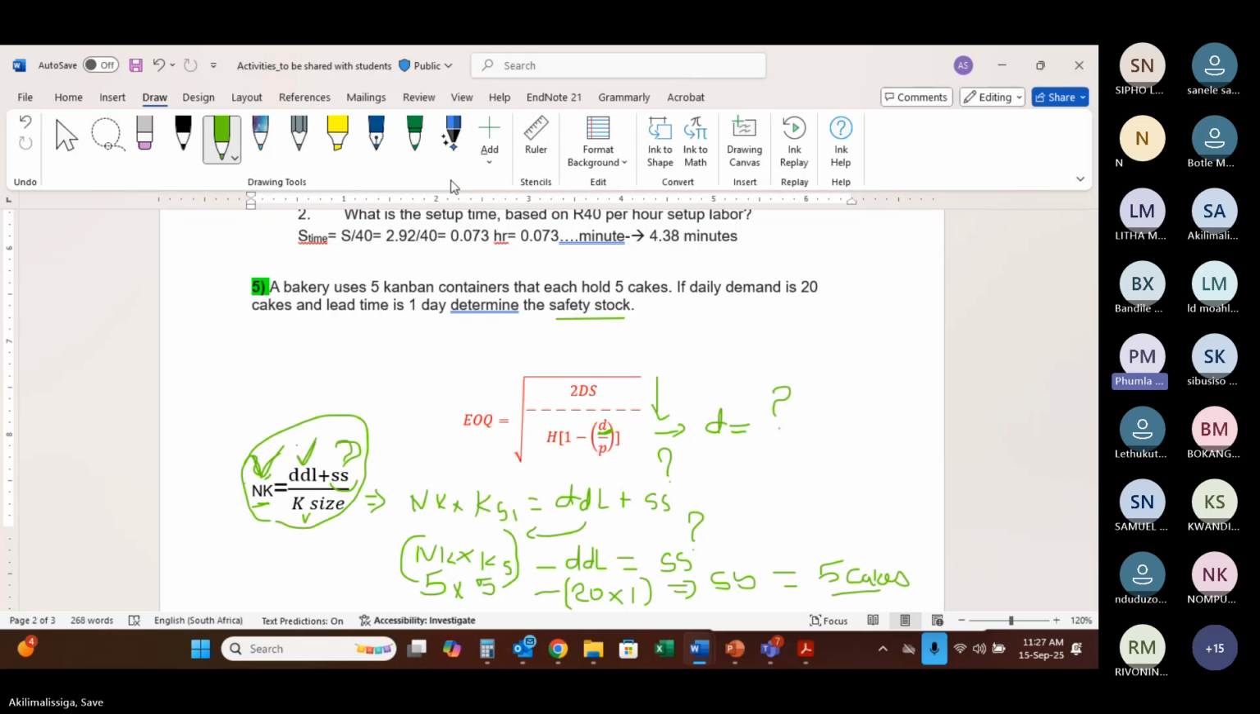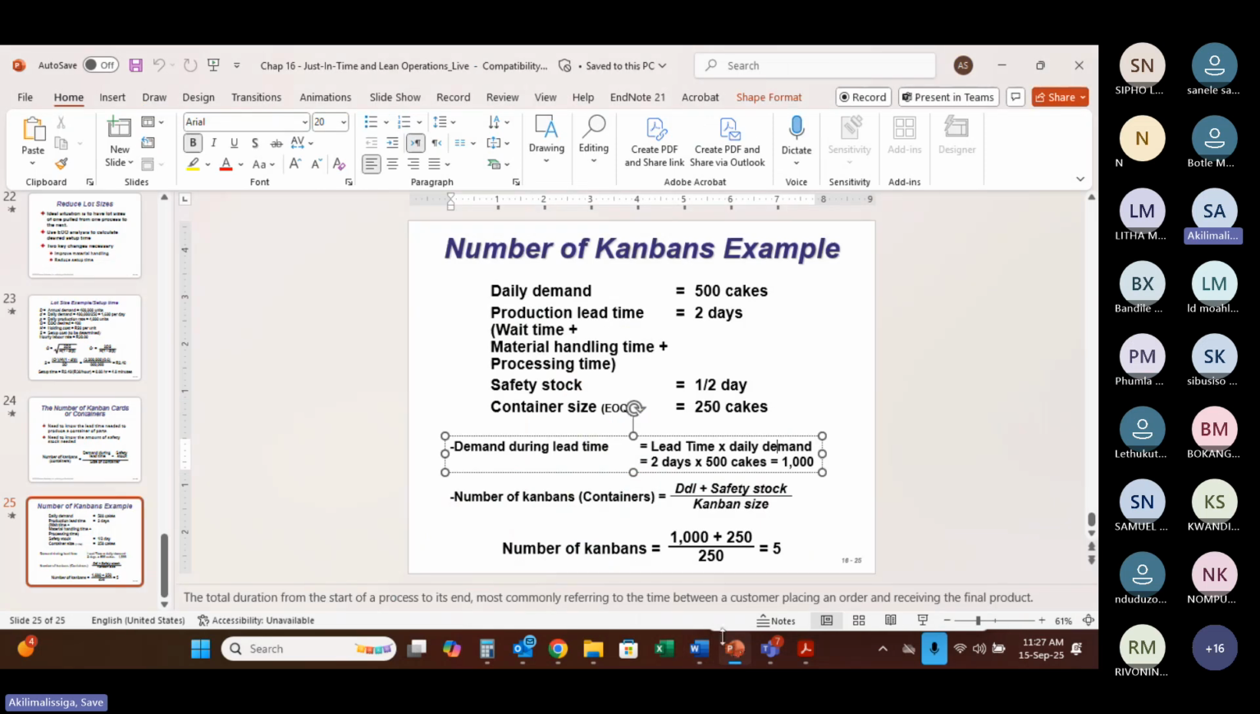Another thing, sir, with the slides that you just showed now, is it a textbook or? The slides are quite a combination of the textbook and some other materials, but I'm going to share this with you guys today. Okay, thank you.